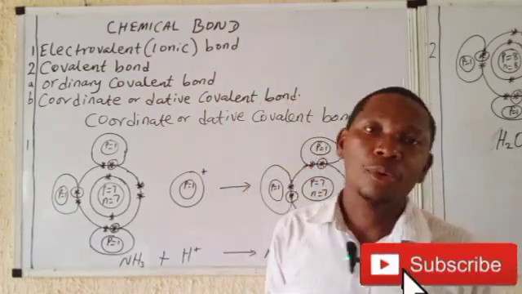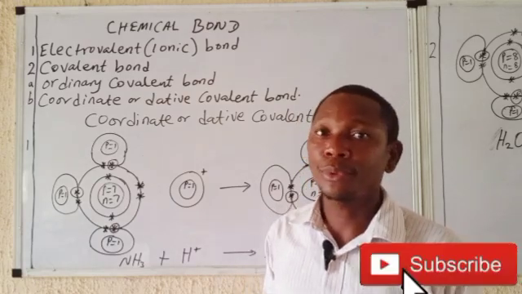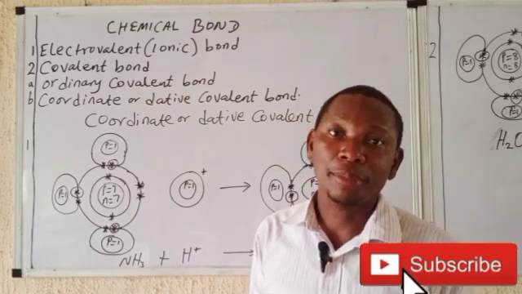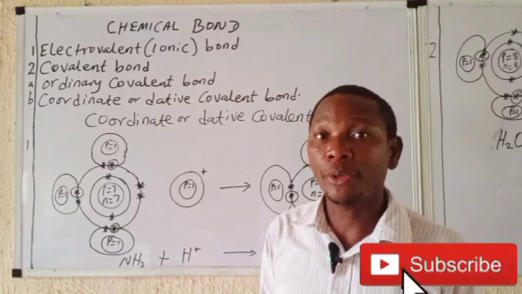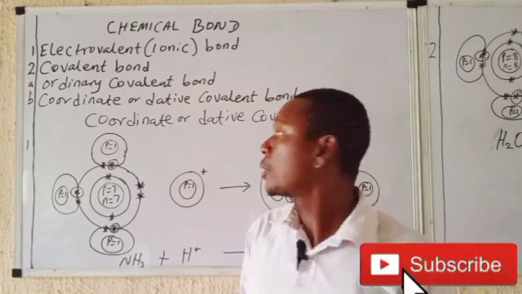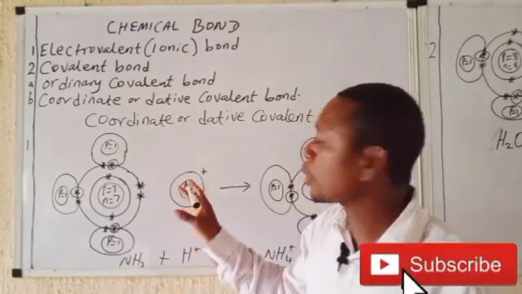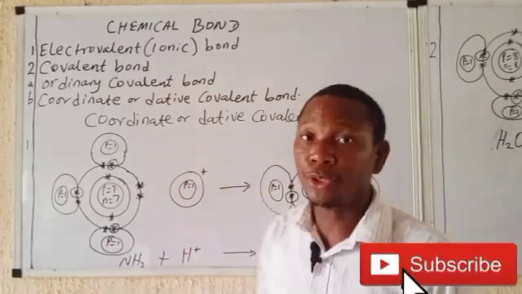Why do atoms carry out chemical reactions? Why do they combine? It's simple, because they want to attain what? Stability. Just the way if you get hungry, you take in food to get satisfied. They want to attain stability. So note this. Now we've been illustrating the coordinate covalent bond with these reactions.